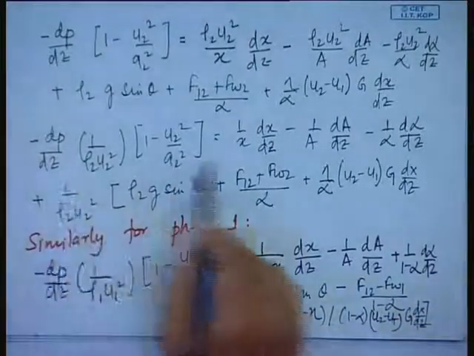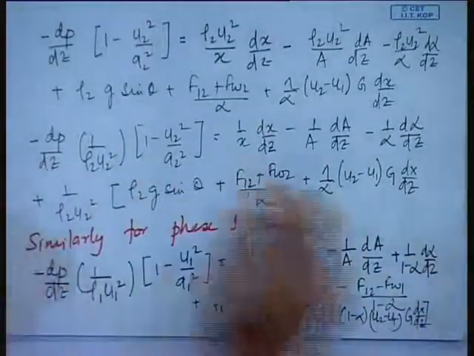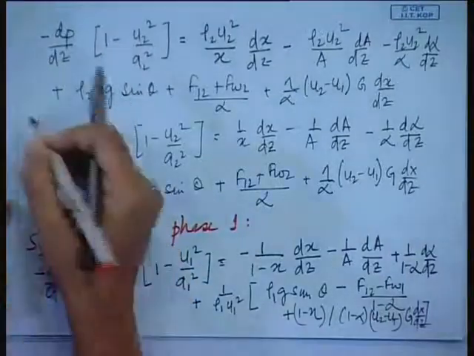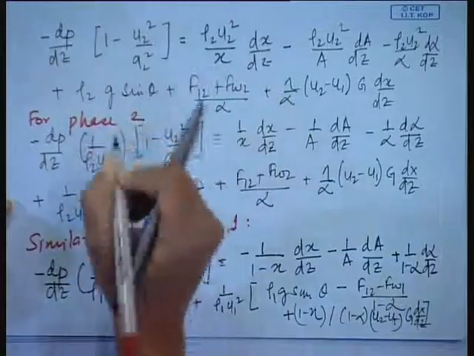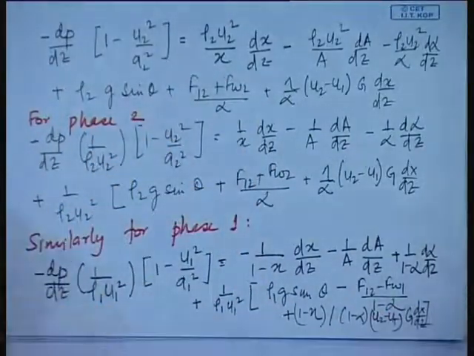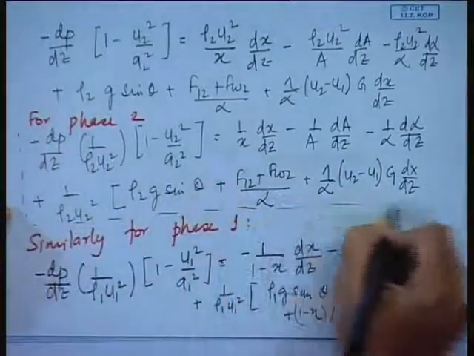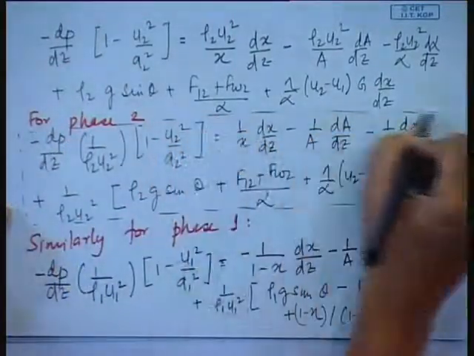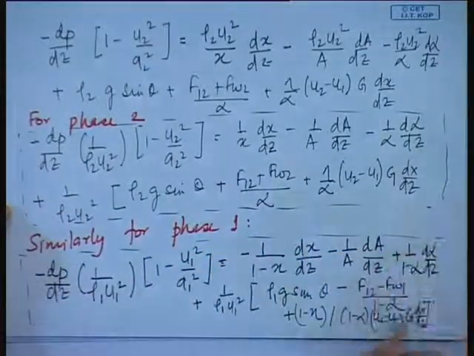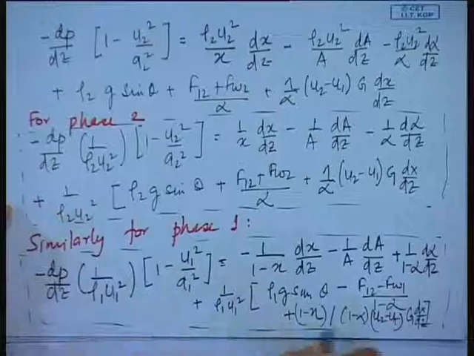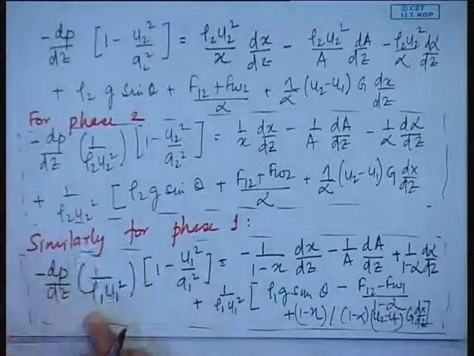So, for phase 2 we have got one particular equation, this is the equation for phase 2. This equation we had already got in the last class, this particular equation for phase 2, and a similar equation we have obtained for phase 1 as well. Now, if you compare these two equations, what do you get?